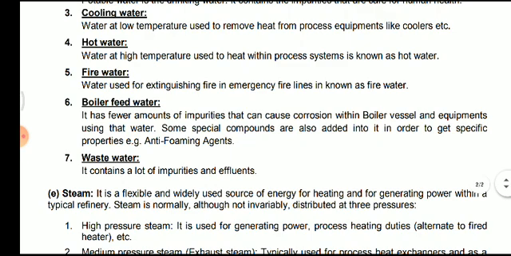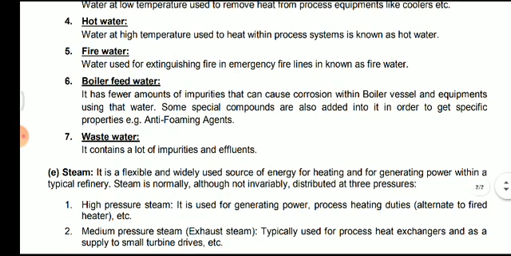Fifth is fire water. Water used for extinguishing fire in emergencies is known as fire water.